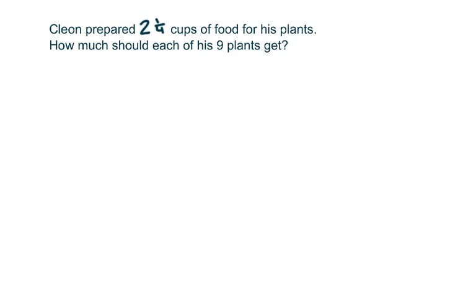So again, visualization is very important. Be Cleon or be a plant, I don't really care. But we want to realize that this 2 1/4 cups is going to be split up equally amongst his 9 plants. And that should lead us to a certain operation if we're visualizing. Well, hopefully your mind is screaming division. So what would we do? We'd say, okay, 2 1/4 divided by 9.